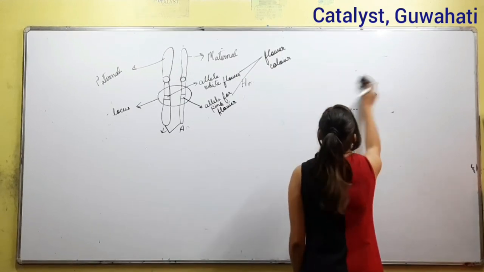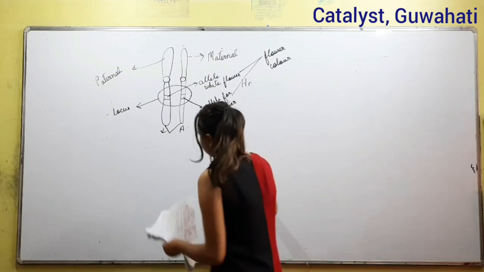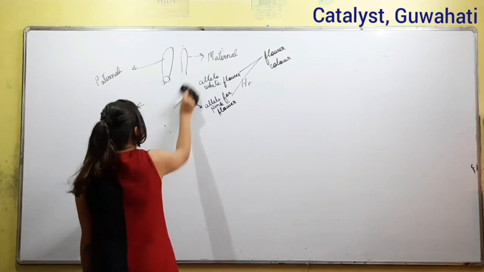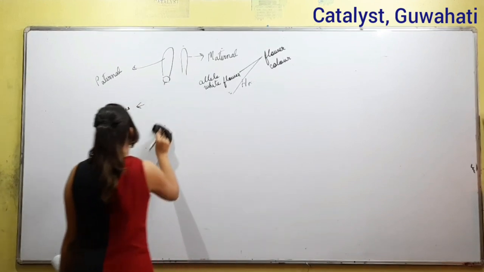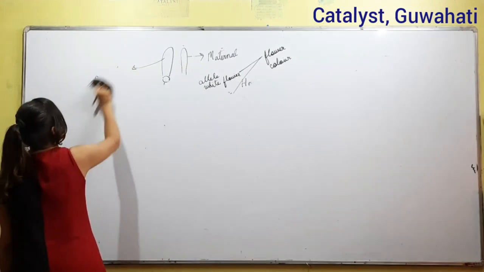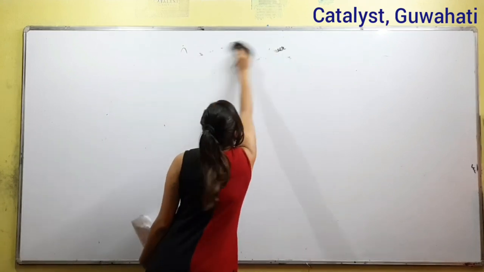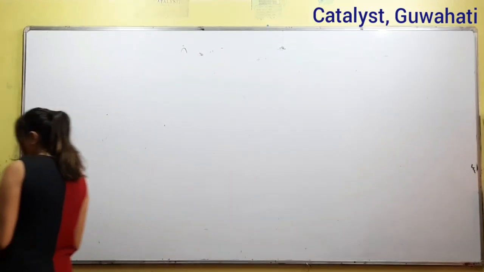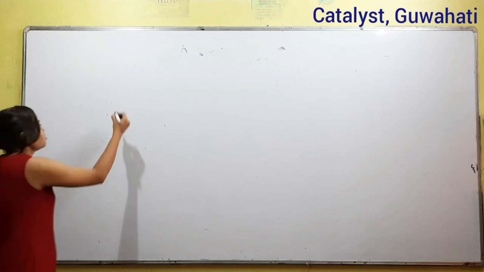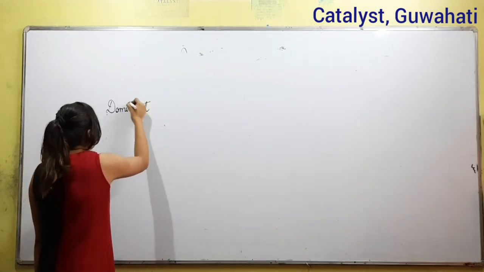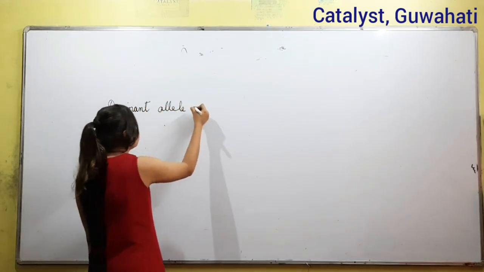So, in the next part, we will study what is dominant and what is recessive. So the next terminology is dominant allele and recessive allele.